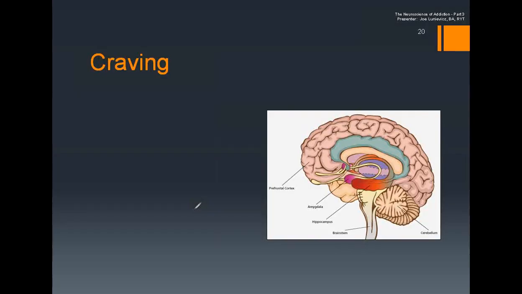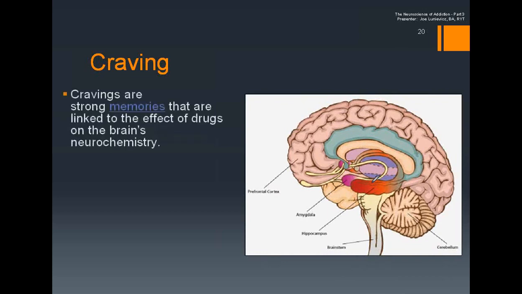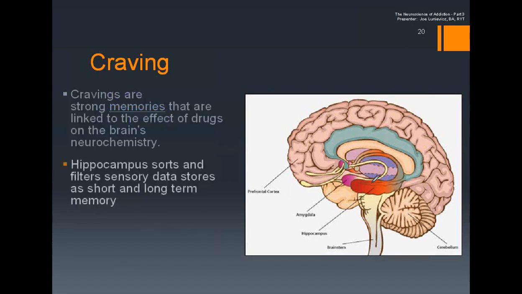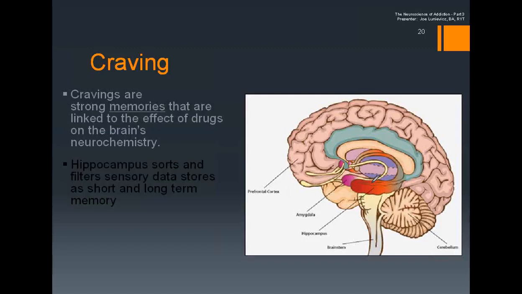So let's take a look at this idea of what craving is and see how it influences the work that we do around relapse. So you can see right here, we're going to talk about something called the hippocampus. I promise you I won't get too detailed, but I do want us to have an idea of what it is and how it's influenced by substance use. Cravings are strong memories that are linked to the effect of drugs on the brain's neurochemistry. Right? So what does the hippocampus do? Well, it sorts and filters sensory data, stores it as short and long-term memory. So cravings are based on memories. They're strong memories that are linked to the effects of drugs. And they are triggered by people, places, and things.